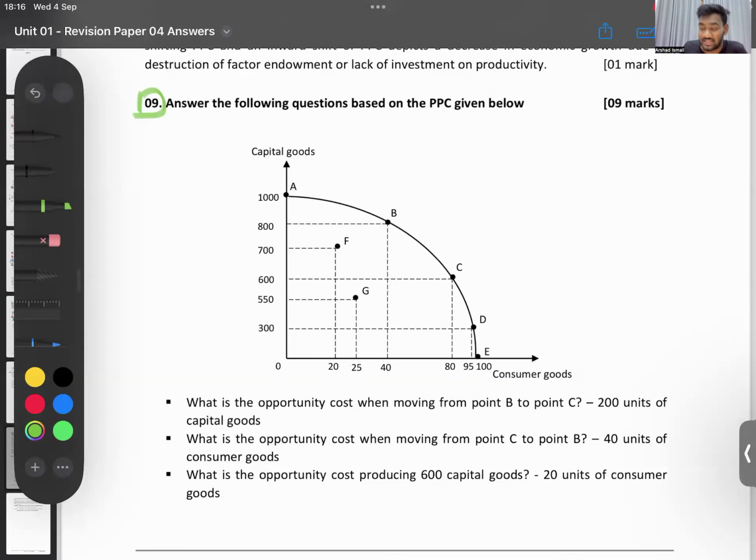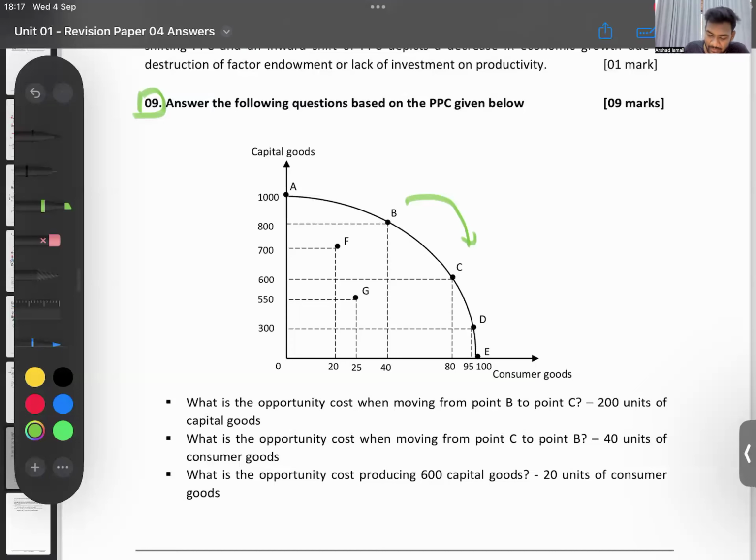Answer the following questions based on the PPC given below. Now this is what we learned before in 11. So this is the PPC I have given. I've given a very complex one. So many points are there. So what's the opportunity cost of moving from B to C? We learned this today. So when going from B to C, remember, if they just ask for opportunity cost, don't use any equation. You just look at the total.